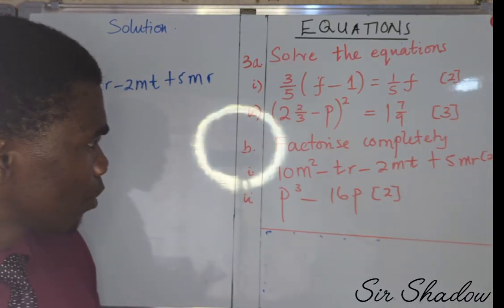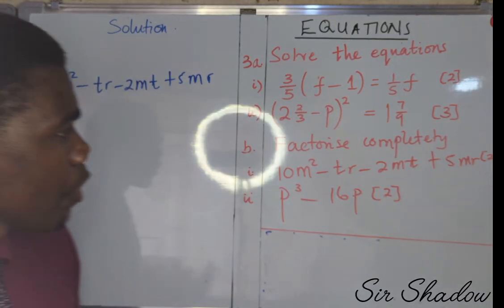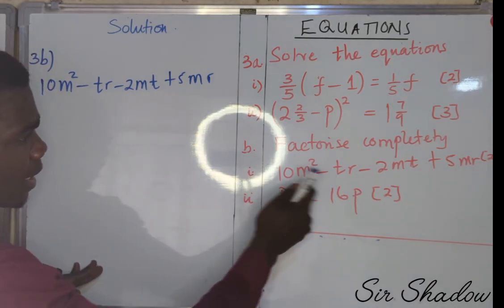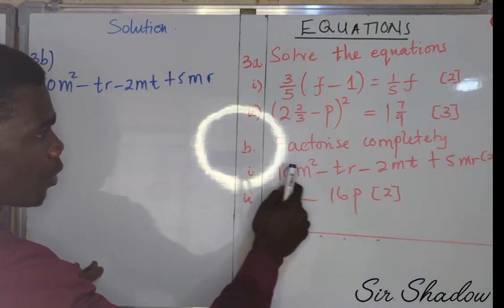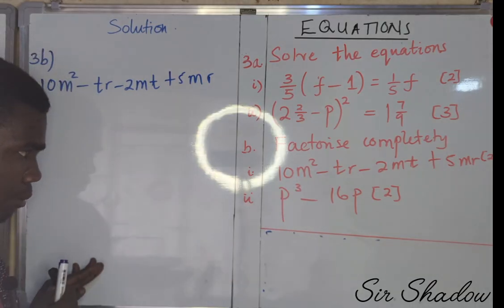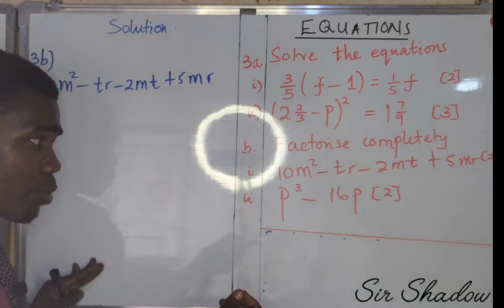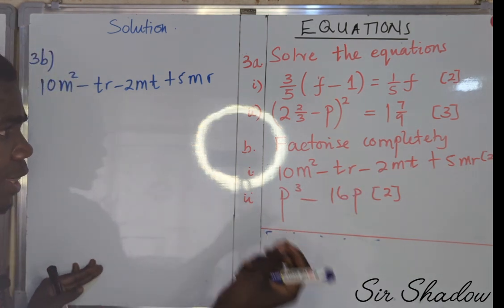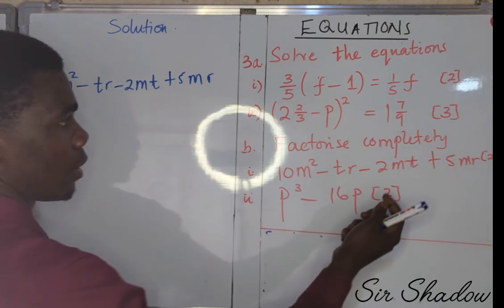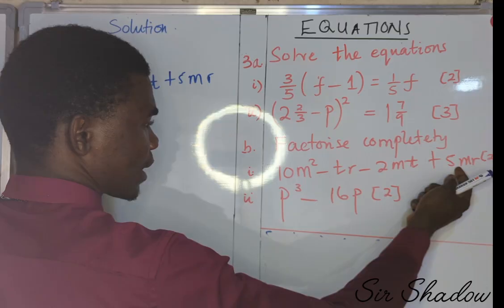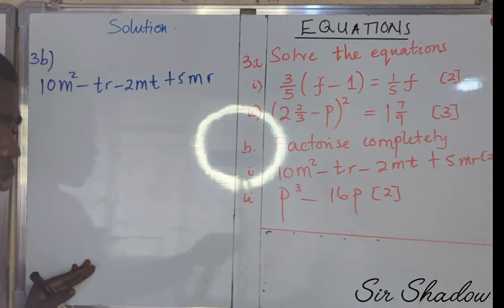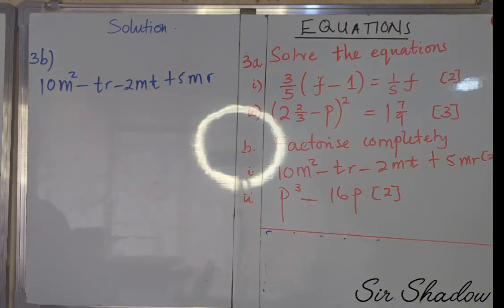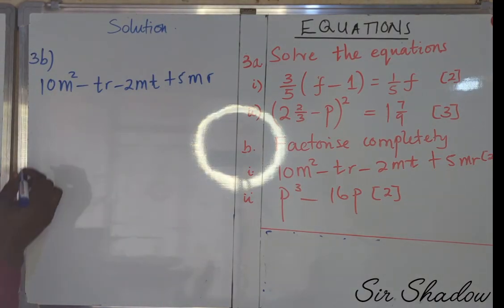So for us to factorize this, remember you are given 10m squared minus tr. There is no number or letter which is common. Suppose you want to factor out something from this, there is no other letter or number you can factor out, but here there is a letter you can factor out, but they don't match. So what you have to do here is group. So we want to factorize this by grouping.